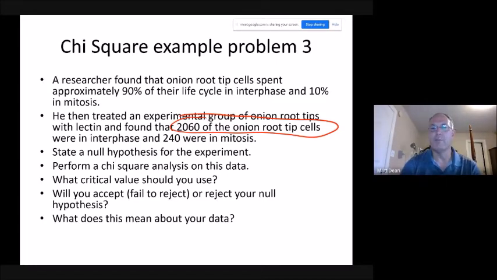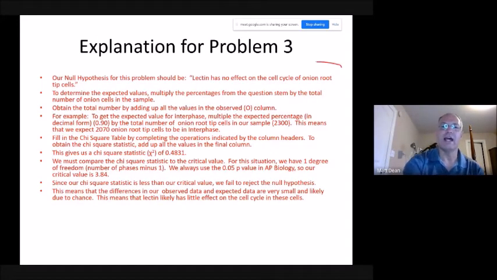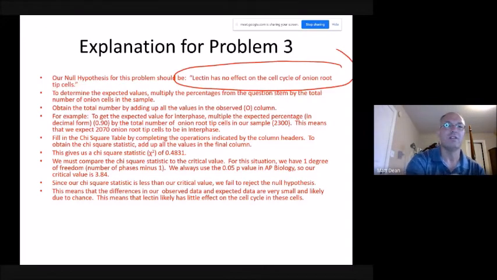So remember, our null means no. So we could say that lectin has no effect on the number of cells in interphase and mitosis. Or we could say there's no difference between the observed number of cells in interphase and mitosis in the untreated group compared to the lectin treated group. Whichever way you want to say it. Let's look at how I wrote it here. So I wrote lectin has no effect on the cell cycle of onion root tip cells. That works.